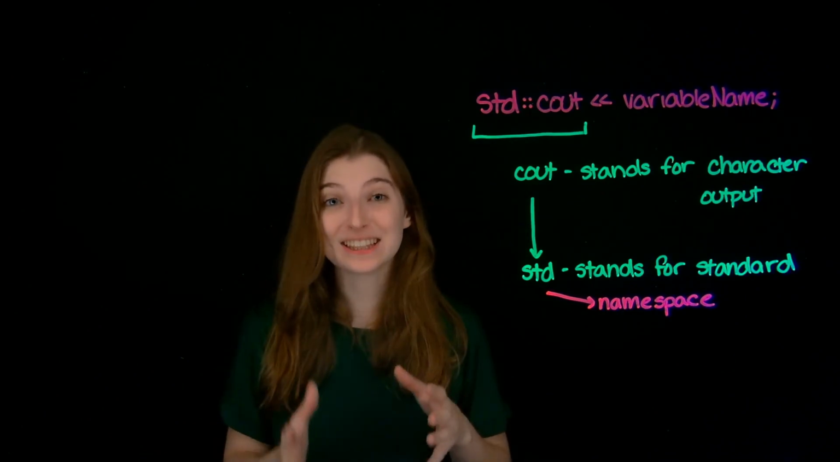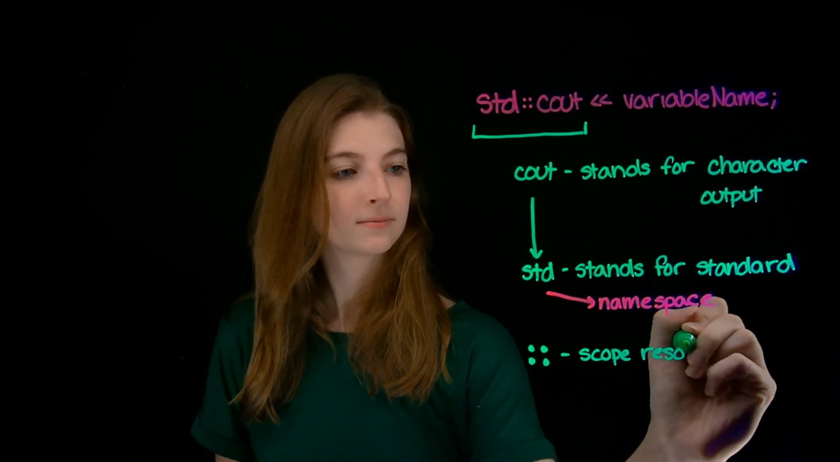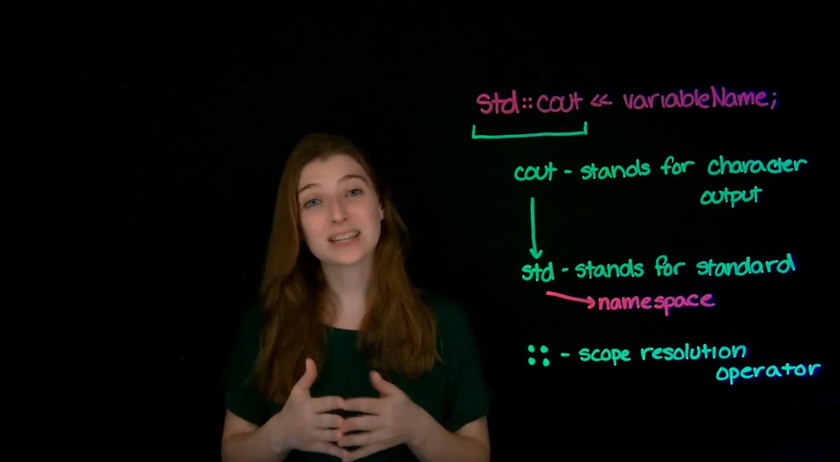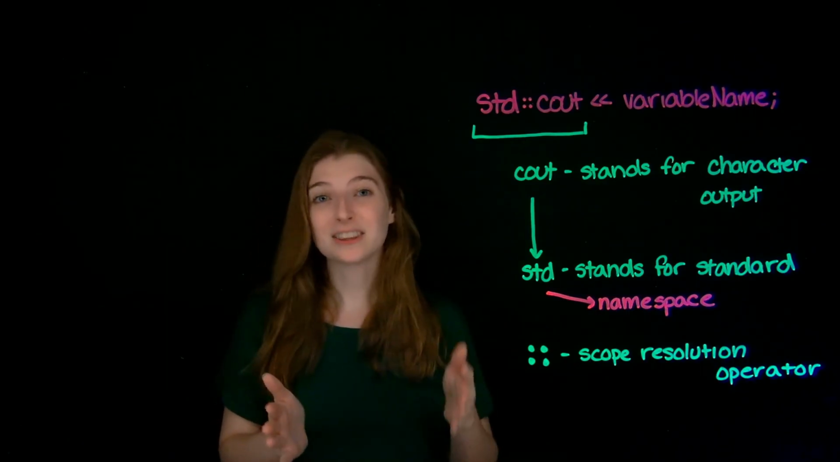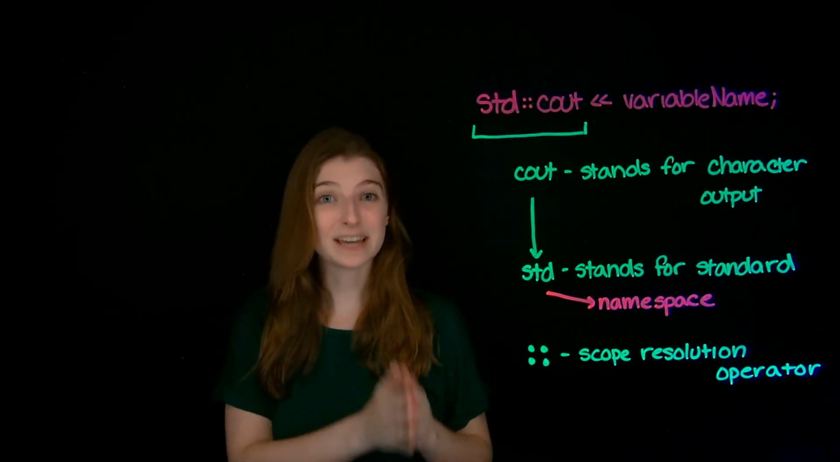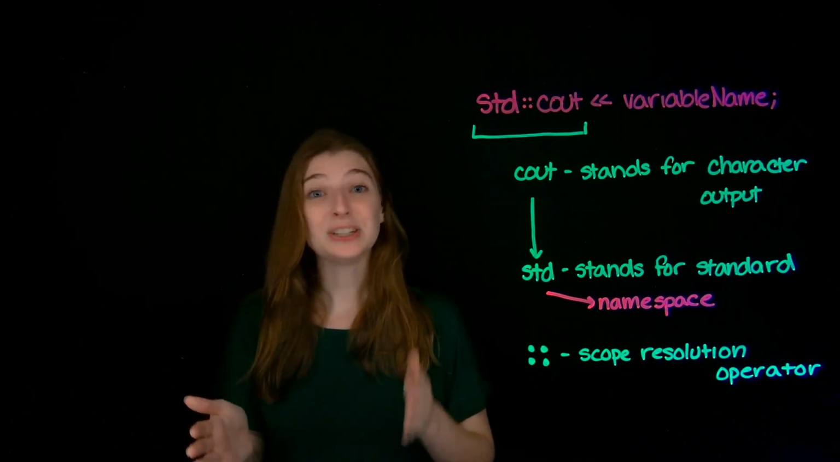And then the last thing in this section are the 2 colons. These 2 colons are called the scope resolution operator. This is just a fancy way to say go look inside of this namespace to find the thing that I want to use. So when I write std::cout, I'm saying go look inside of the standard namespace and use cout.